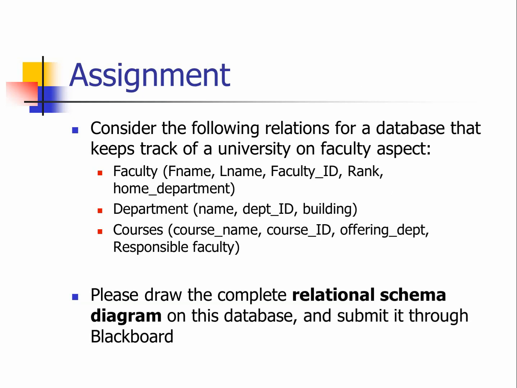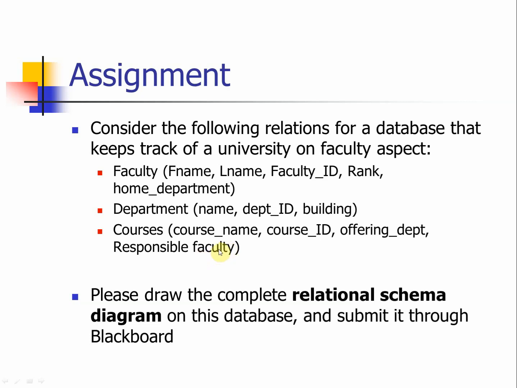Finally, I'm going to give you an assignment to make sure you have studied it. So consider the following relations for a database that keeps track of a university from the faculty perspective. A faculty is defined by first name, last name, faculty ID, rank, home department. Department has name, ID, and building location. Courses indicating the course name, course ID, offering department, and the major responsible faculty.